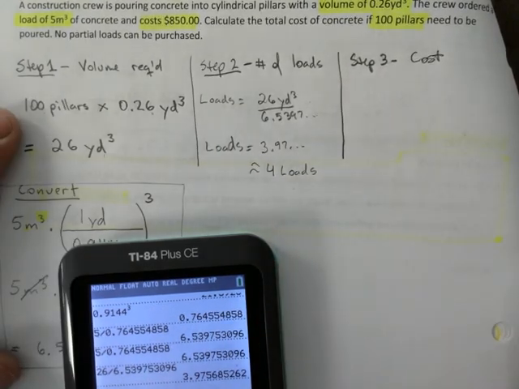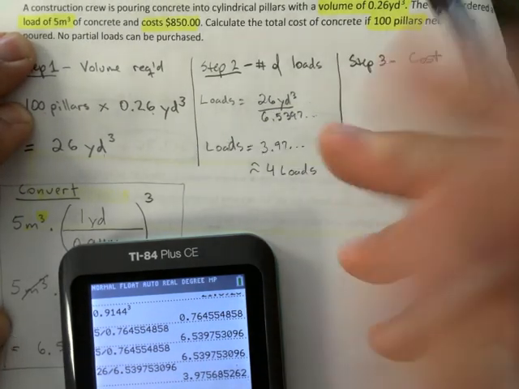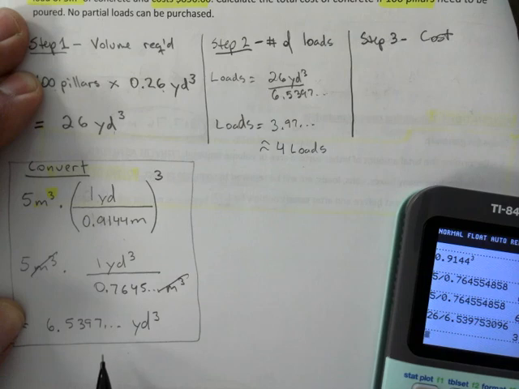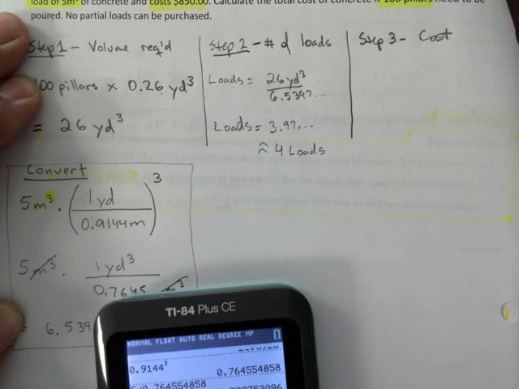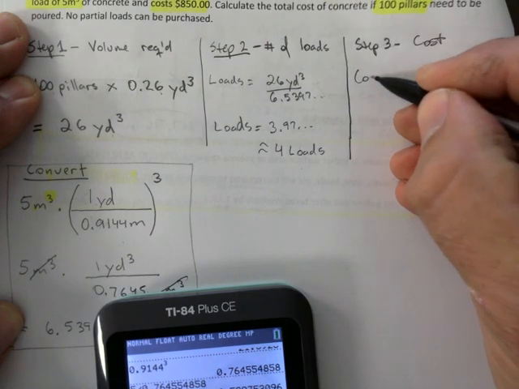However you got it, you could have said one load is 5 cubic, or sorry, not 5 cubic meters, but you would want to use this one. One load has 6 point something cubic yards. Therefore, if I need 26 cubic yards, how many loads do I need? You should still come up with 4. Okay. And now you figure out the cost.